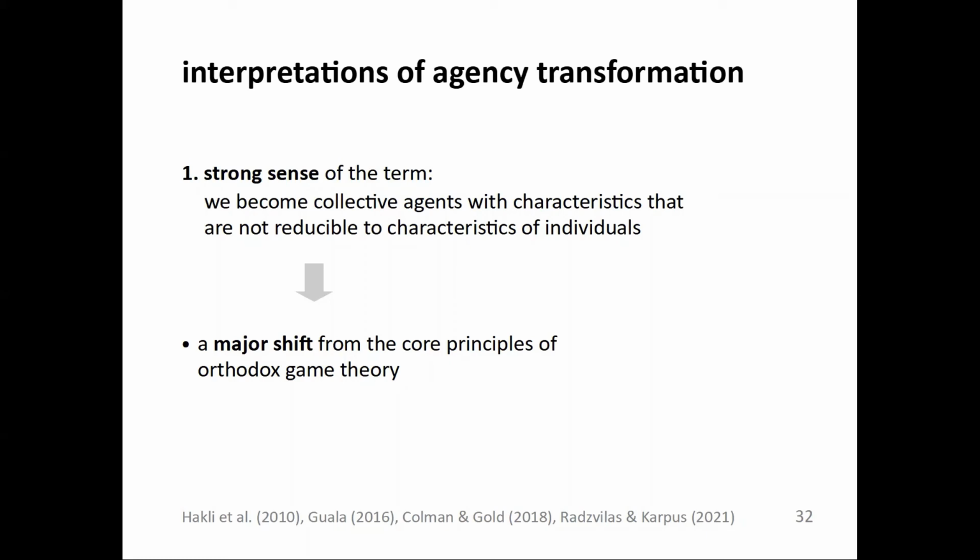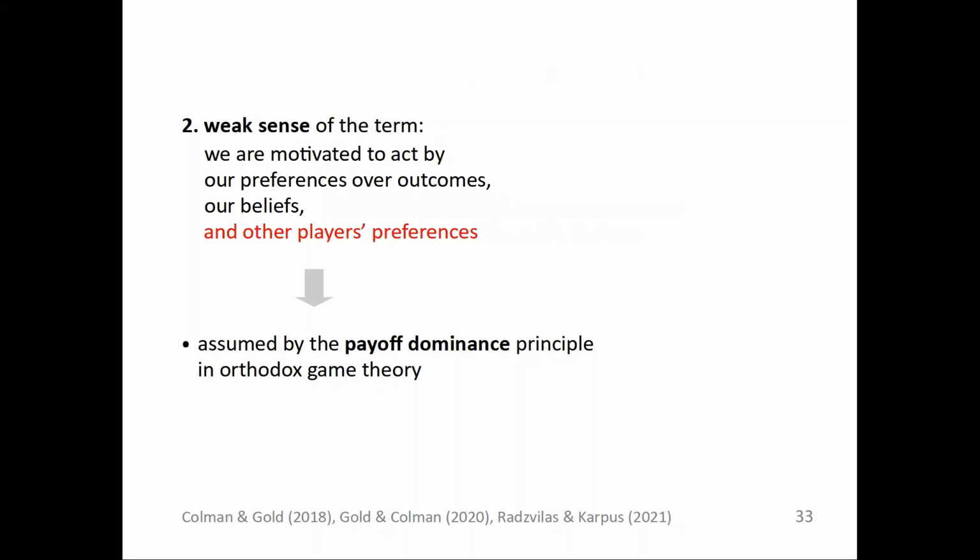In a very strong sense of the term, when we team reason, we become collective agents with characteristics such as collective preferences, collective beliefs, and joint actions that are sometimes no longer reducible to characteristics of individuals. This reading of agency transformation suggests a major shift from the core principles of orthodox game theory, which are enshrined in ontological individualism. But this is not the only possible interpretation of what this agency transformation entails.